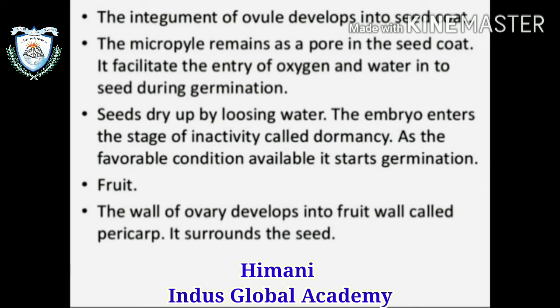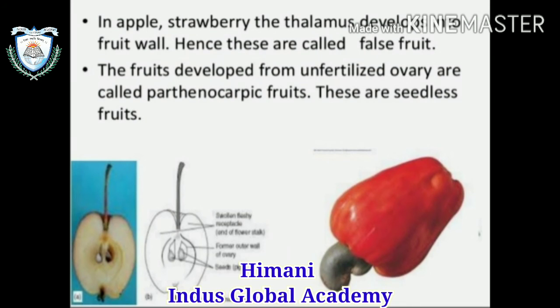And what about the fruit? The wall of the ovary develops into the fruit wall, and the ovary develops into the fruit. That fruit wall is called pericarp, which surrounds the seeds. In apple and strawberry, the thalamus develops into the fruit wall. Okay, that's why they are called false fruits. Apple and strawberry are false fruits. The fruits developed from an unfertilized ovary are called parthenocarpic fruits, and these are seedless fruits. So parthenocarpic fruits have no seeds.